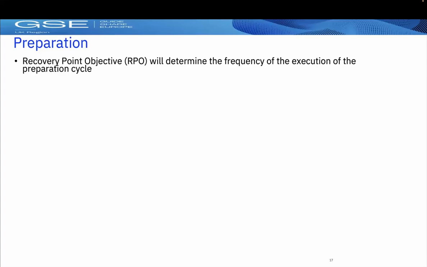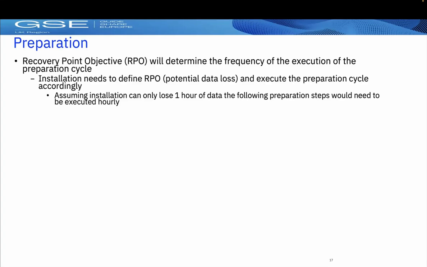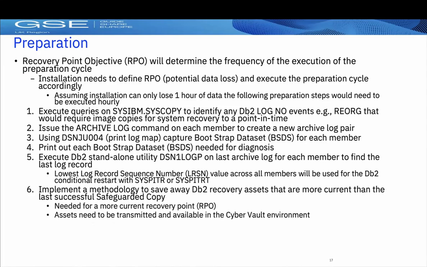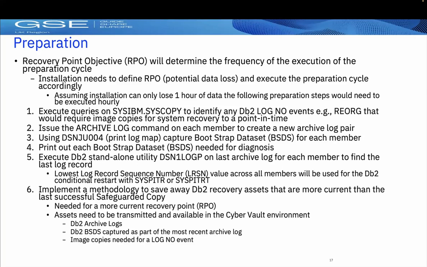So if you want to roll forward, the recovery point objective will determine the frequency of some steps that we would like to do. So assuming an installation can only lose 1 hour of data, as an example, you would have to be able to go and search SYSCOPY or find a log no event image copy, send those off. You want to make sure your archive logs are occurring frequently, so within the hour, the archive logs are produced by the archive process, and then you take the logs offsite.